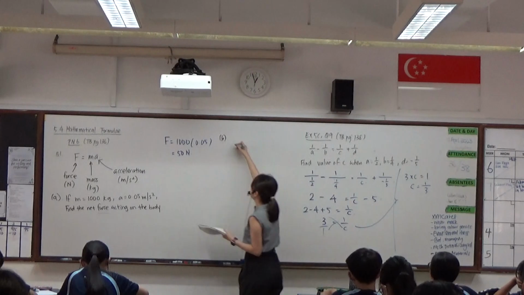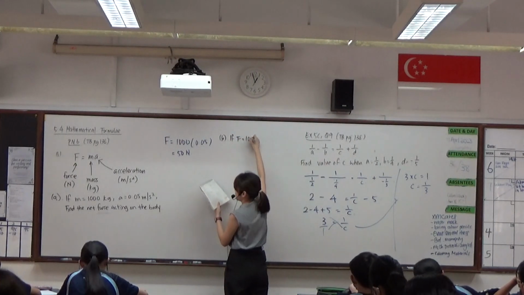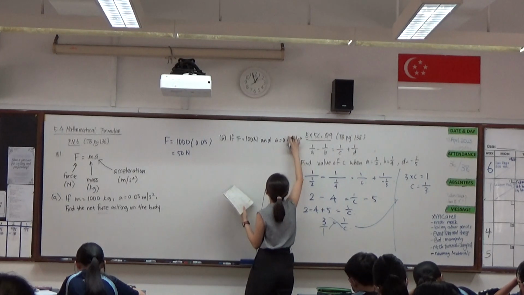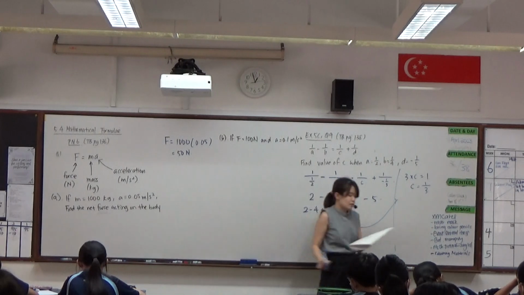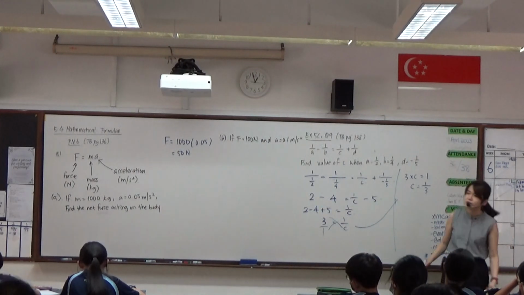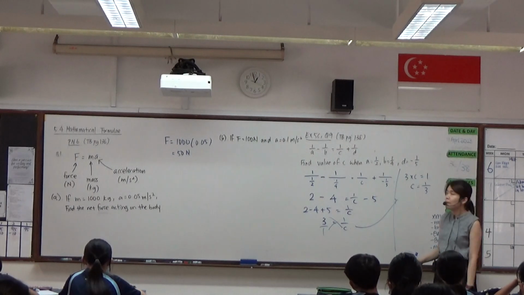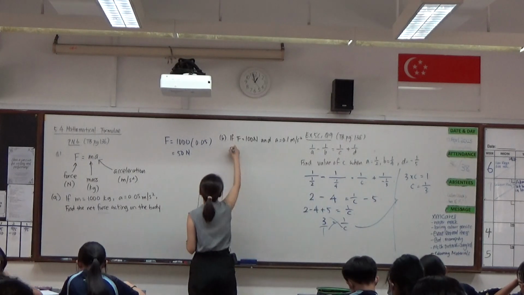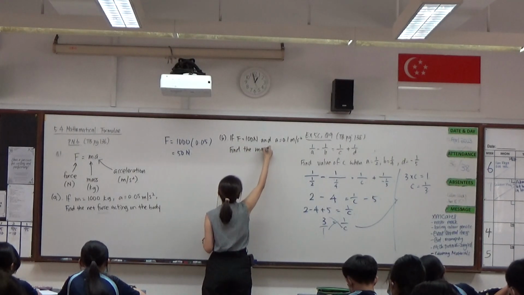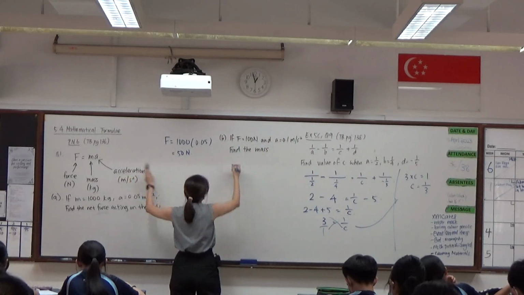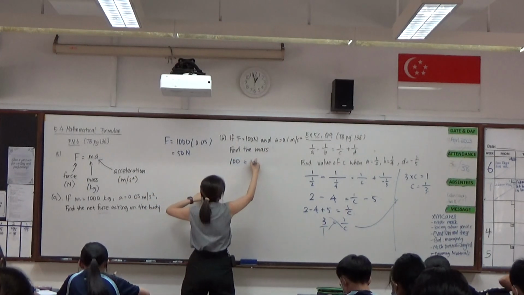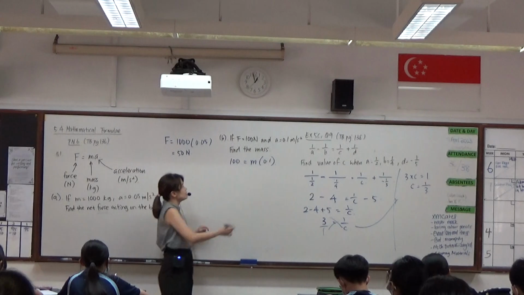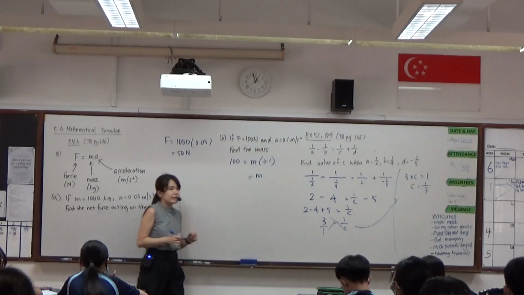Then in part B, F equals 100 newtons and A equals 0.1 meter per second squared. We want to find the mass. Using that same formula, F is now 100, mass we don't know, A is 0.1. To find M, what will we get?